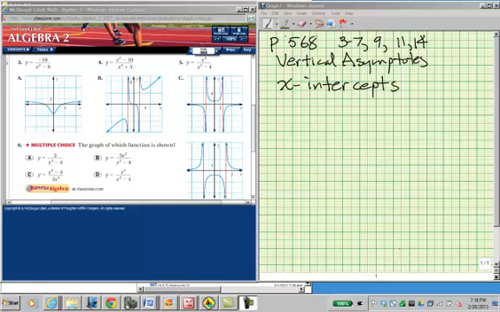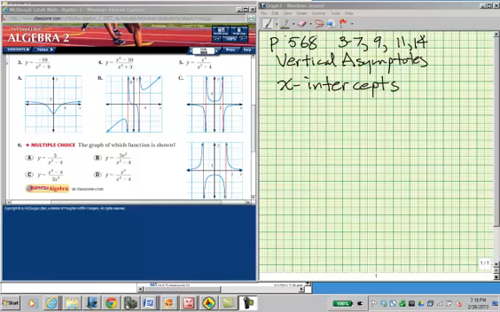I'm going over the homework for 8.3. Page 568, numbers 3 to 7, 9, 11, and 14. In this whole section, 8.3, we're looking at two things about rational functions: vertical asymptotes and x-intercepts. Vertical asymptotes are found by examining the denominator, and x-intercepts are found by examining the numerator.